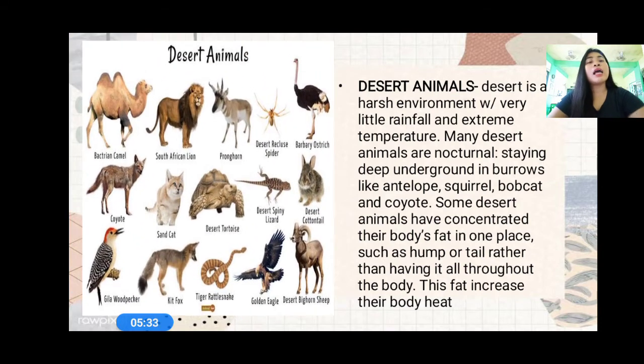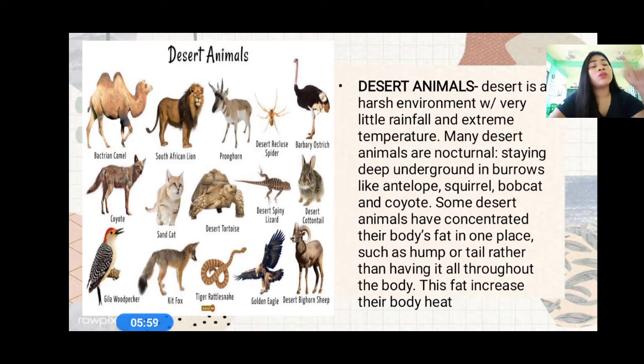We have the camel, South African lion. We have the ostrich, coyote. The desert tortoise. There are insects also, scorpions, lizards. We have the snakes, golden eagle. We have the desert cottontail. We have the desert sheep, and we have the kit fox.